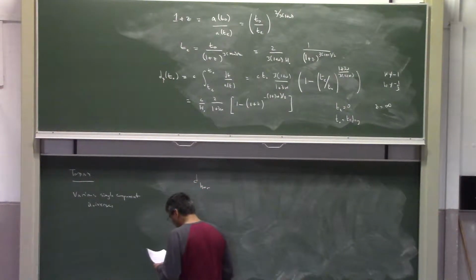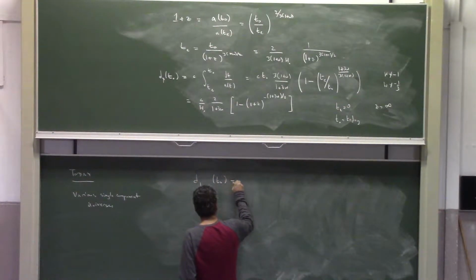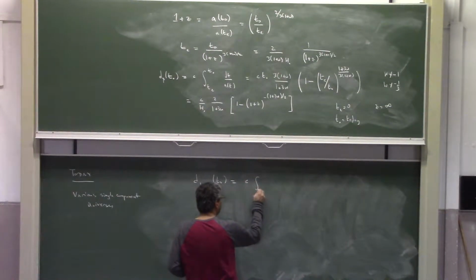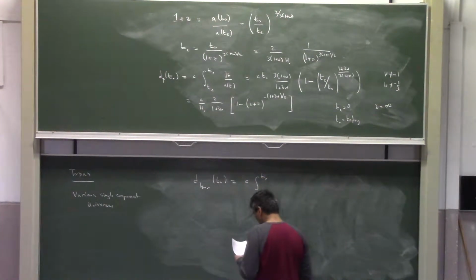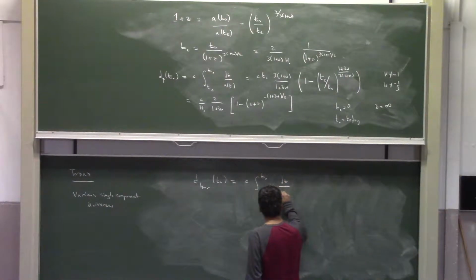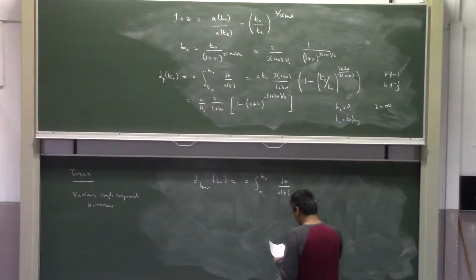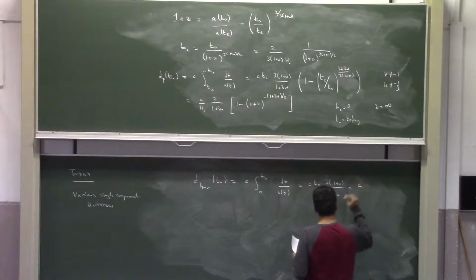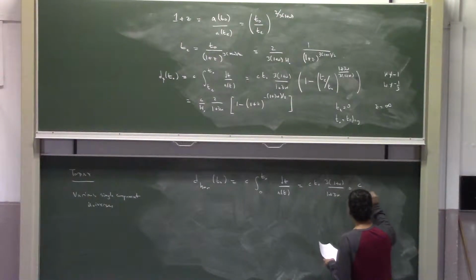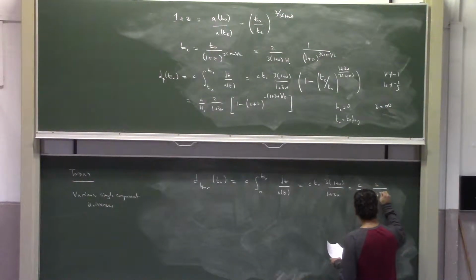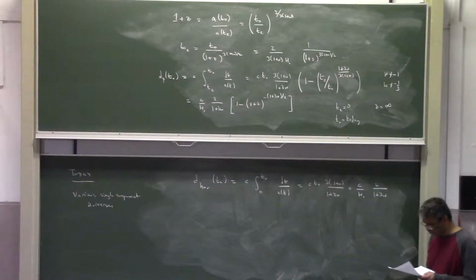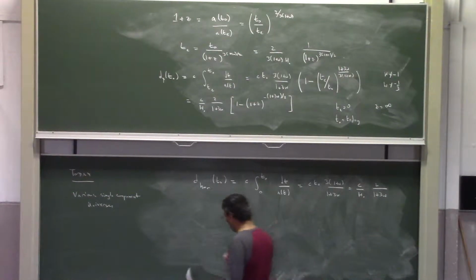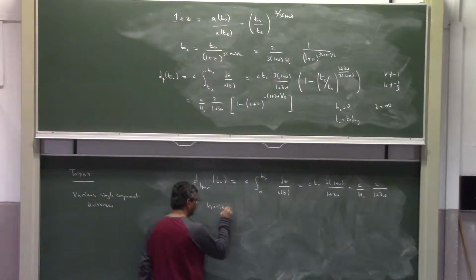The horizon at time t0 is c times the integral from 0 to t0 of dt over a(t). And this is equal to c t0 times 3 times (1 plus w) over (1 plus 3w), which is c over H0 times 2 over (1 plus 3w). So the horizon distance has a finite value.